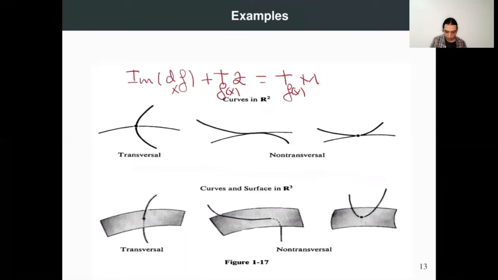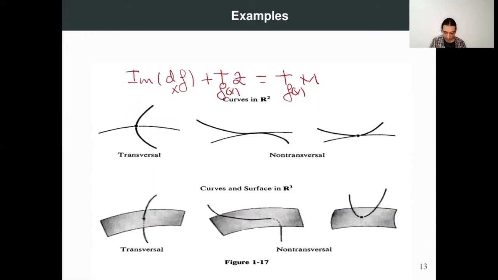And of course, in the first example, these two curves are transversal because the tangent space to the first curve at the point of intersection is going to be the line generated by that vector, and the tangent space to the other curve is the tangent line to that curve, and these two tangent lines are different, so the sum of them is going to be the plane.